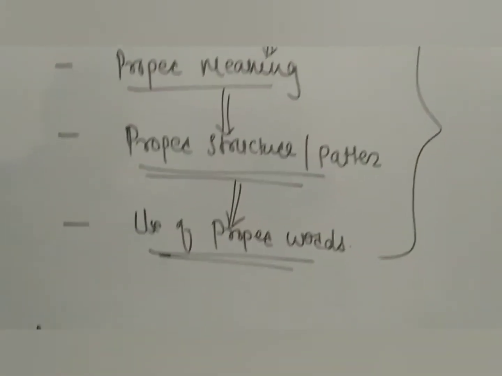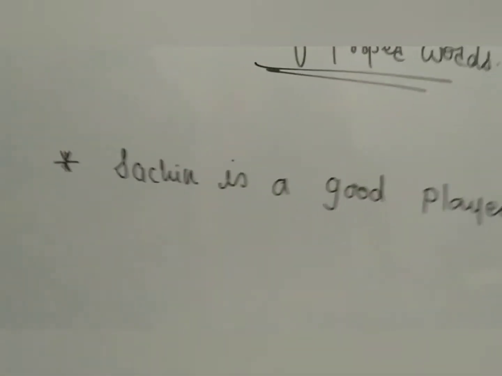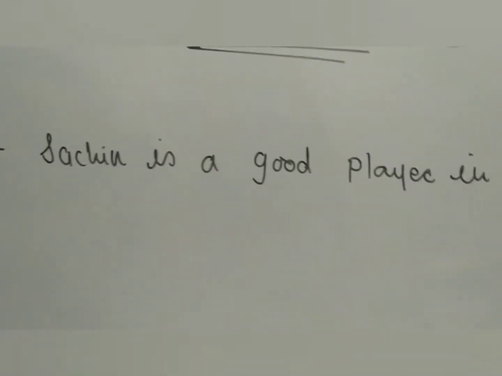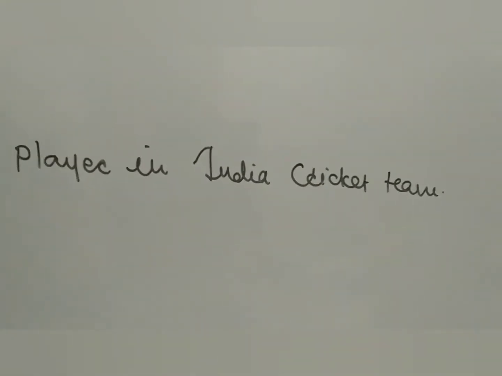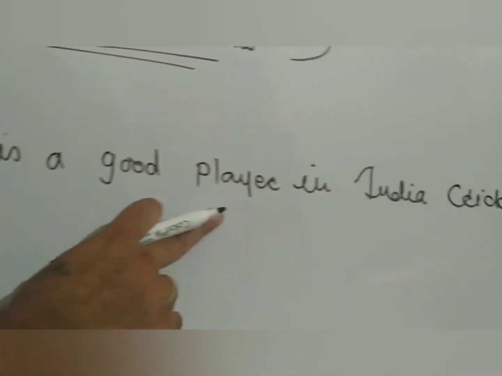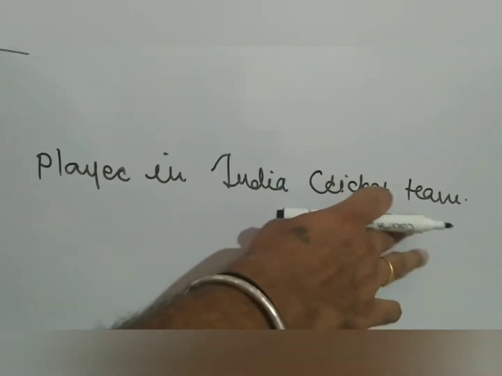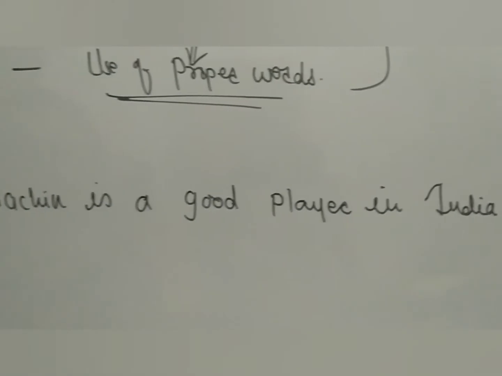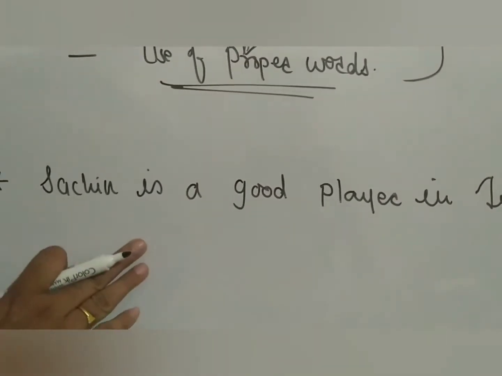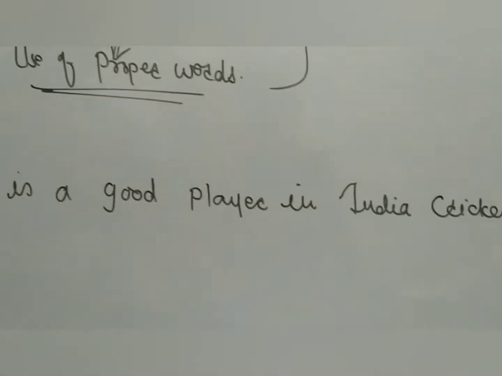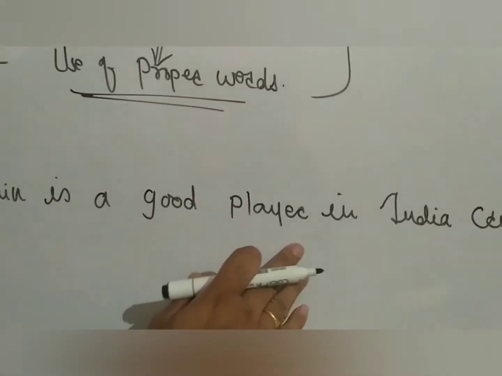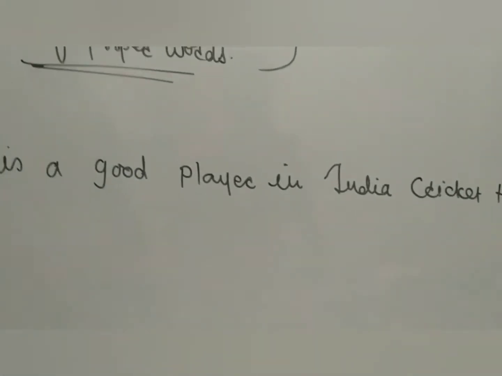Now I have written one sentence on the blackboard. It is very simple. It is a group of words, but it is proper and meaningful. Now see, Sachin is a good player in the Indian cricket team. Though now he is retired, he is a member of our team. That's why he is a good player in our Indian cricket team. That's why we use these types of words to make a meaningful sentence.